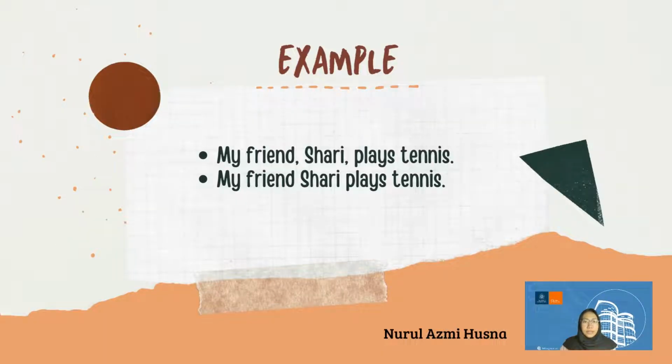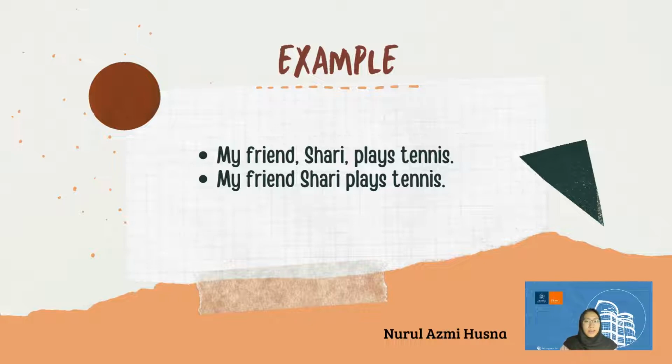An appositive example. My friend, Sari, plays tennis. My friend Sari plays tennis. The first example is non-restrictive and can be removed from the sentence without changing the meaning of the sentence. The first example also implies that I have more than one friend. The appositive identifies the specific friend to whom I am referring.